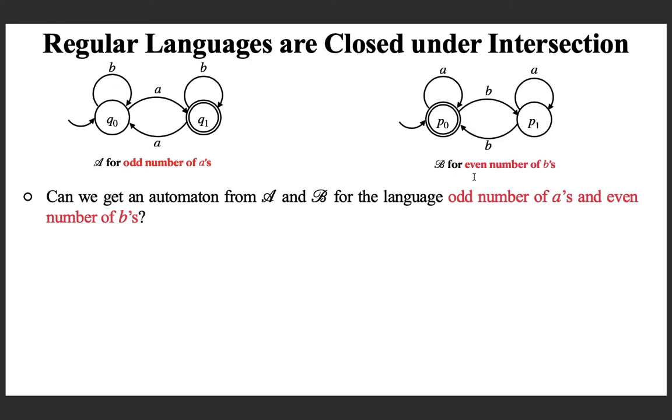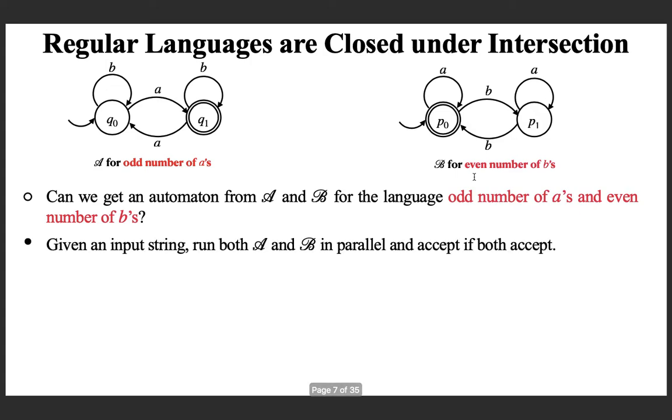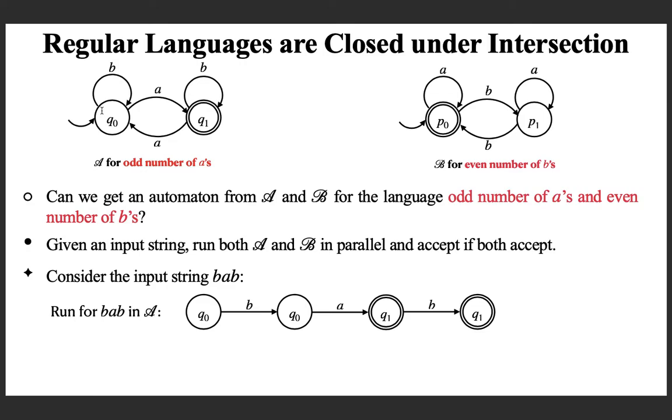And one thing that we can do is run both A and B in parallel. Given an input, run both A and B in parallel and accept if both the automaton A and B accept. For example, consider the input string BAB, and we want to see whether it is in the intersection or not. So for that we need to run both the automaton A and B in parallel. First consider the run for BAB in the first automaton. It starts from Q0, for B it goes to Q0 itself, and from Q0 for A it takes you to Q1, which is a final state, and from there on a B you stay back, and so this is the run.